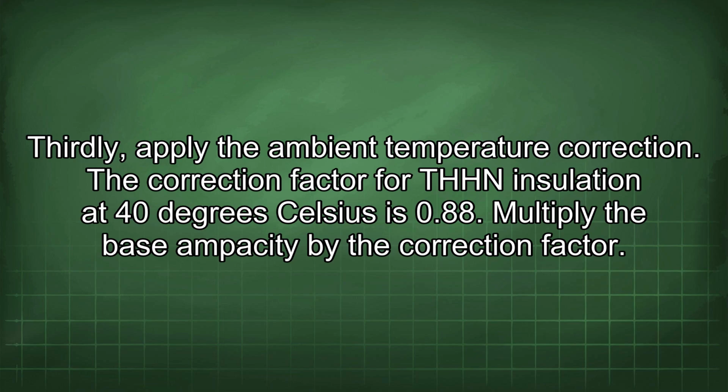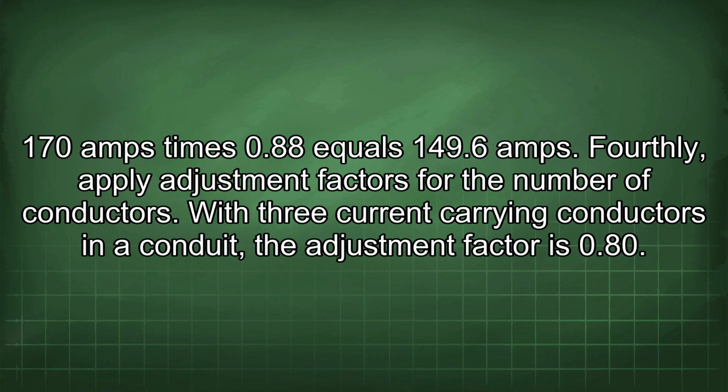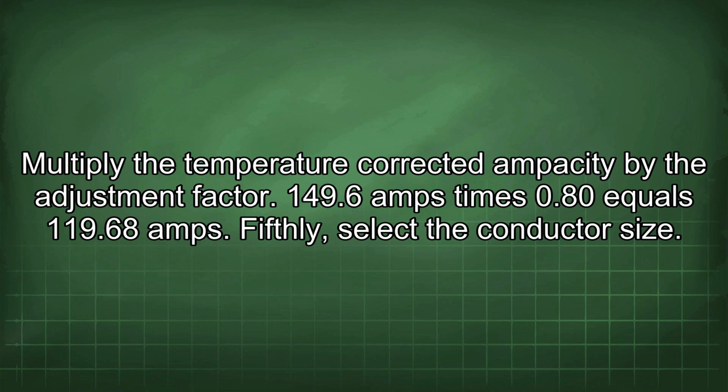Thirdly, apply the ambient temperature correction. The correction factor for THHN insulation at 40 degrees Celsius is 0.88. Multiply the base ampacity by the correction factor. 170 amps times 0.88 equals 149.6 amps. Fourthly, apply adjustment factors for the number of conductors. With 3 current-carrying conductors in a conduit, the adjustment factor is 0.80. Multiply the temperature-corrected ampacity by the adjustment factor. 149.6 amps times 0.80 equals 119.68 amps.